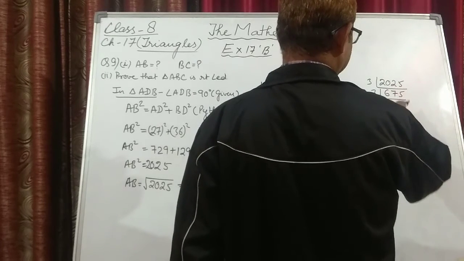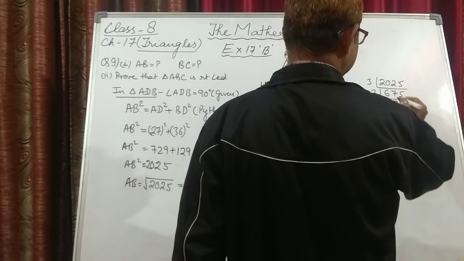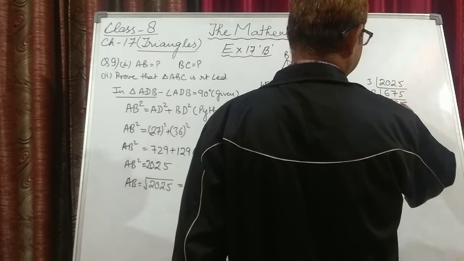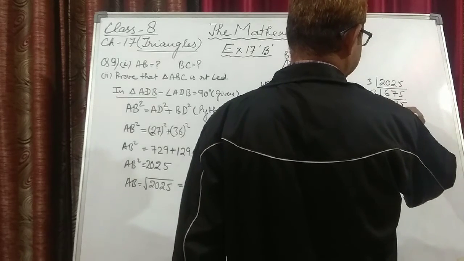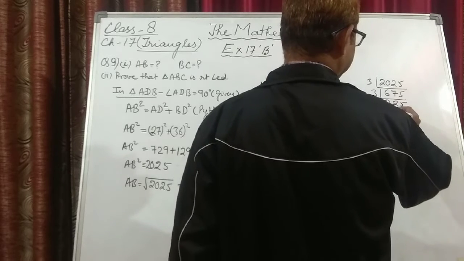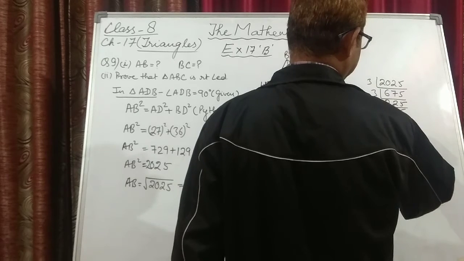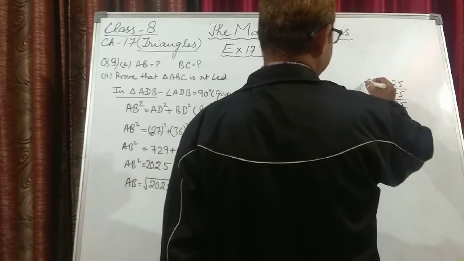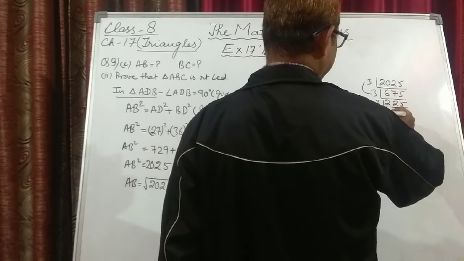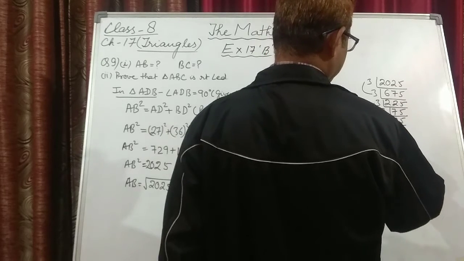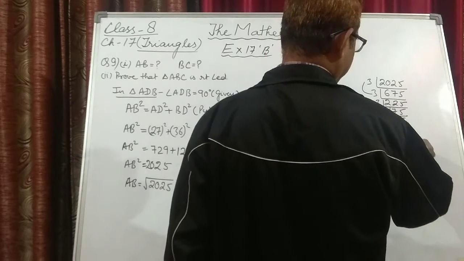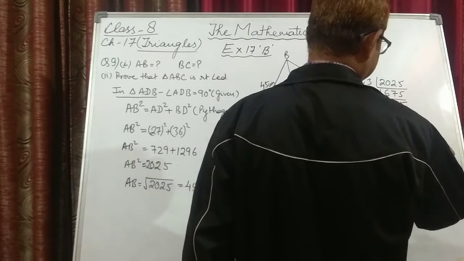3 2s are 6, and 3 5s are 15. Again by 3, 3 7s are 21. 3 5s are 15. Again by 3, 3 25s are... and 5 and 5. When we make pairs of 2, we get one pair of 3, one pair of 3 and one pair of 5. So 3 into 3 into 5, 9 5s are 45.